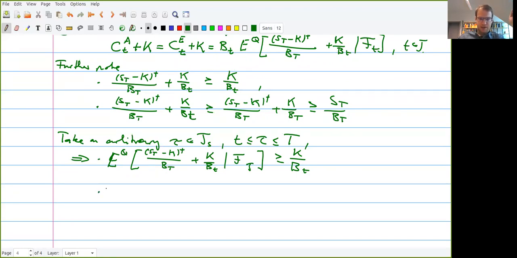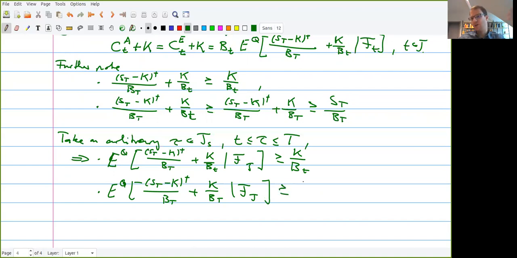So this is the first thing, and I do the same for the second inequality I derived here. So I have this divided by b_T plus K. B_T conditioned on F_tau, well, can be estimated now by our optional stopping theorem. So I have to take the conditional expectation with respect to F_t. So this is the martingale under Q. So I get S at time tau divided by B at tau. Okay.